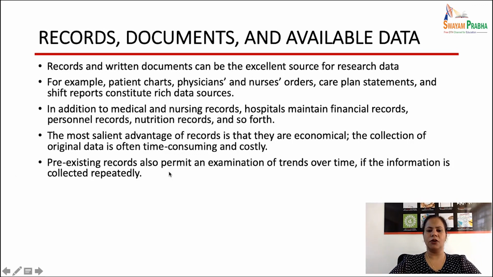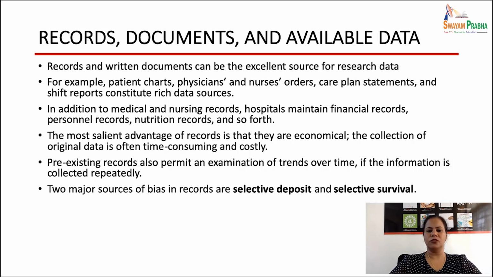Pre-existing records also permit an examination of trends over time. For example, based upon the hospital records, we may see that patients' stay in the hospital is changing. Maybe earlier the stay of a particular patient was for a longer period, and through the records we get to know that over one year the length of stay has decreased. So it gives us the trends over time. We can get to know whether the outcomes in the patients are improving in a hospital over time, or deteriorating. So this can be really useful to examine the trends over time.